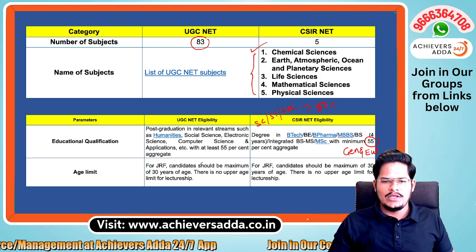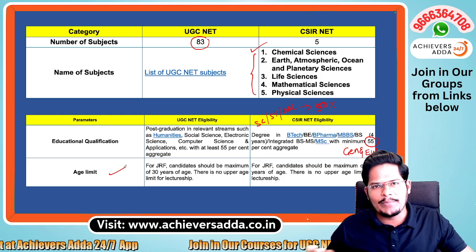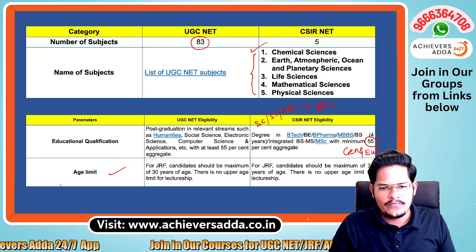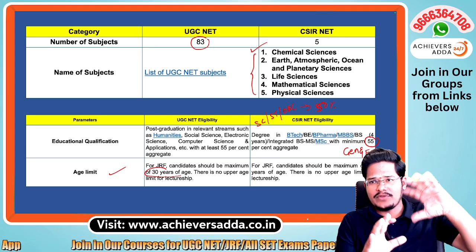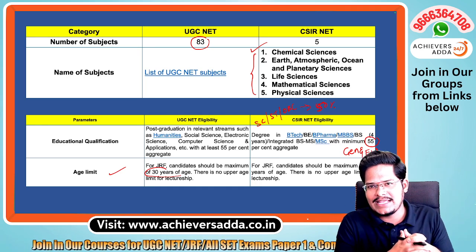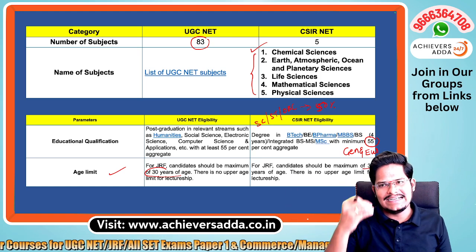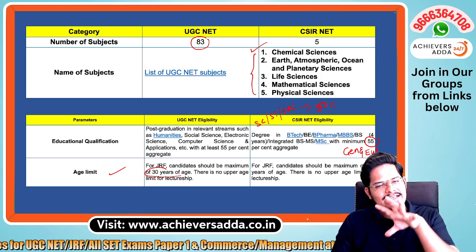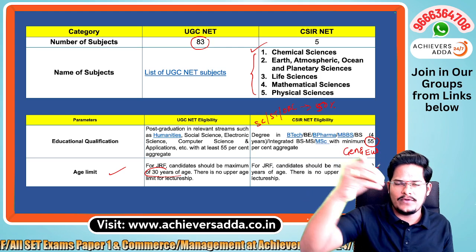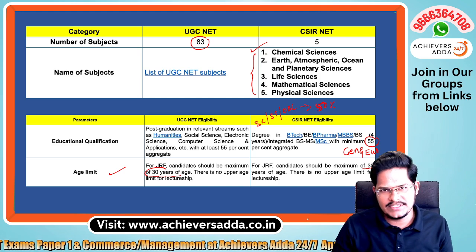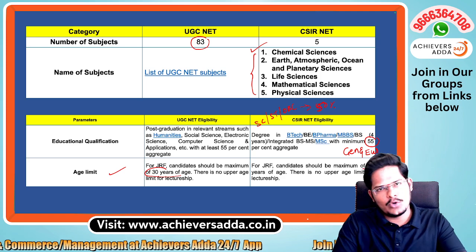There is no change. And for the age limit, for the assistant professor and PhD purpose, there is no upper age limit. But for getting a JRF, 30 years is the maximum. Here also, even though there are some websites which are showing only 28 years for the CSIR NET, in the recent information bulletin given by the NTA for the CSIR NET, 30 years is the maximum age for the JRF, as on the first day of the examination month in which it is conducted. Okay, this is about the age limit for the JRF. In both it is the same.